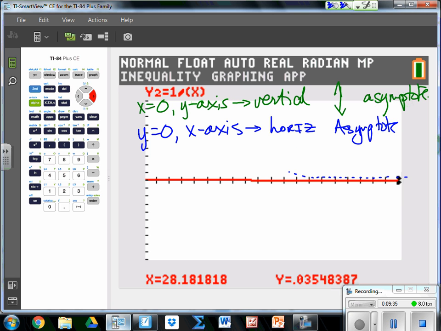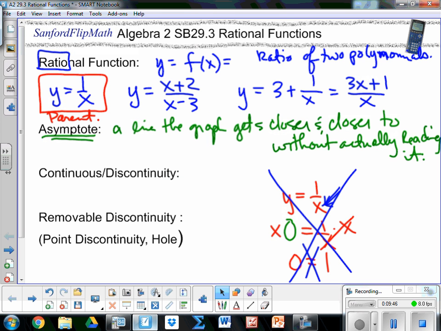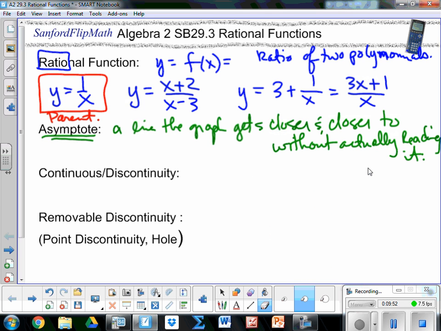Okay, so horizontal going side to side like the horizon, think about it as you're looking out to the sea. Okay, so that's what an asymptote is. An asymptote, for a vertical asymptote anyway, is what's considered a discontinuity.